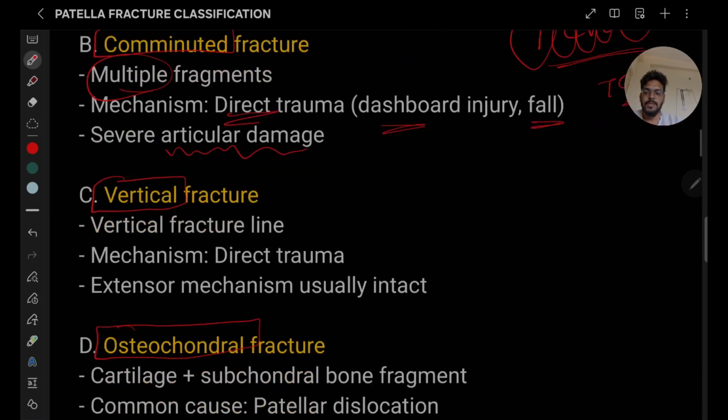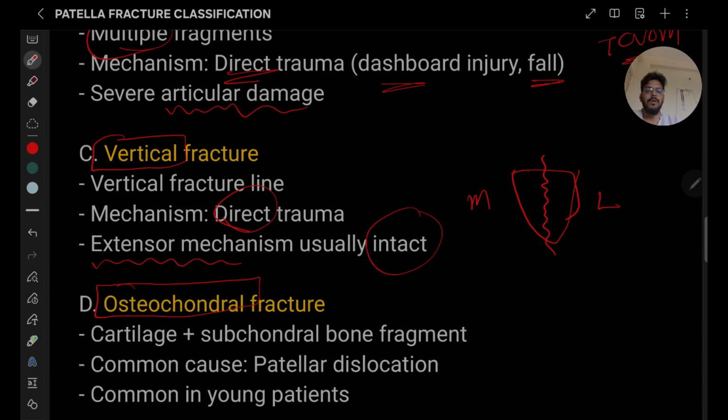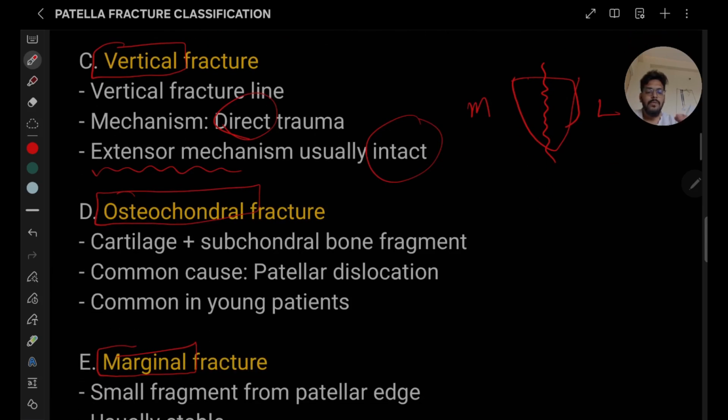Then the vertical fracture. If you think this is the patella, this is the vertical fracture. This is the lateral fragment, this is the medial fragment. So the medial and lateral fragments getting separated through a vertical line is a vertical fracture, and this is also because of direct trauma. Here the important thing you have to remember is the extensor mechanism is intact in a vertical fracture. The knee will be able to extend even if the patella is fractured because it's a vertical fracture.